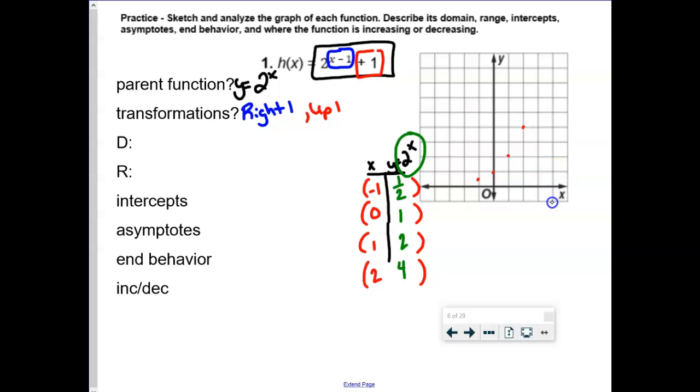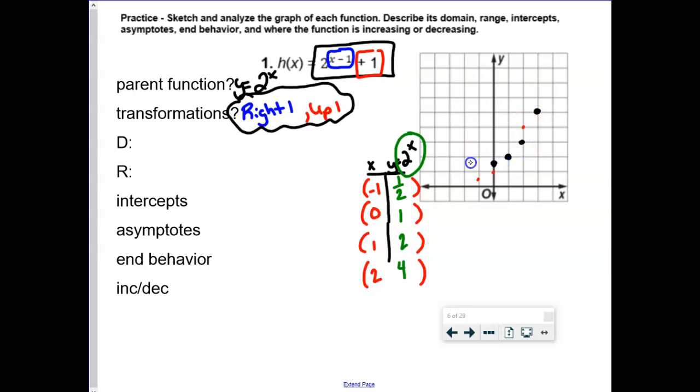All of those red points that I just plotted aren't actually my true function because y'all told me that I was supposed to take that parent function and transform it by moving right 1 and up 1. So everything I just graphed, I'm going to move right 1, up 1. Right 1, up 1. Right 1, up 1. And right 1, up 1.